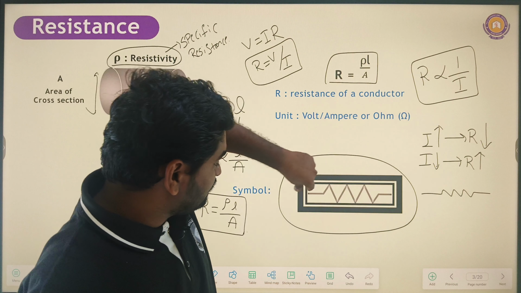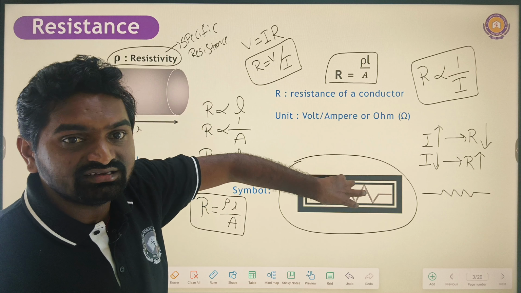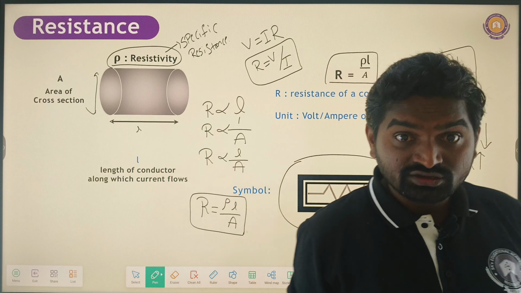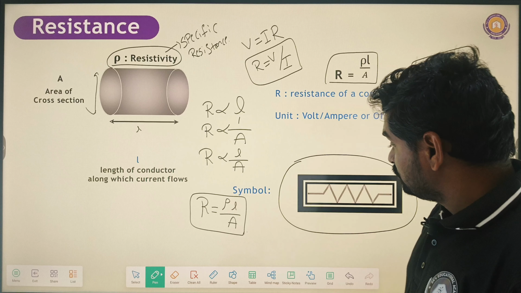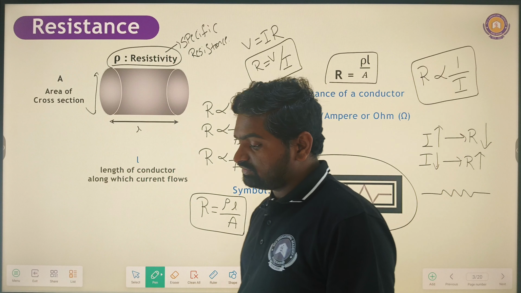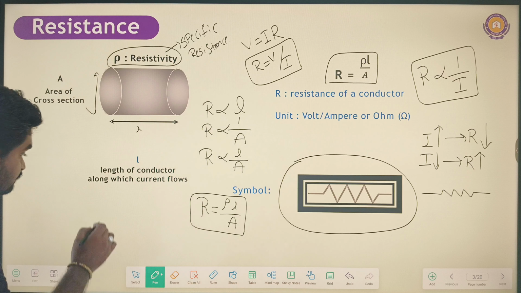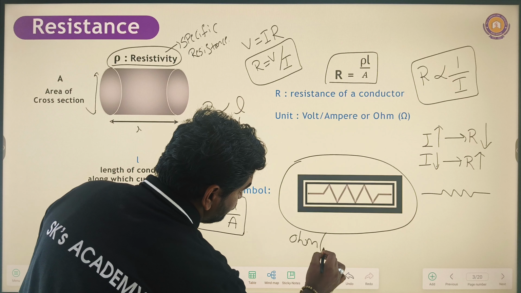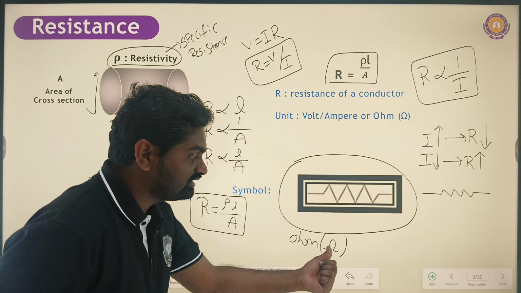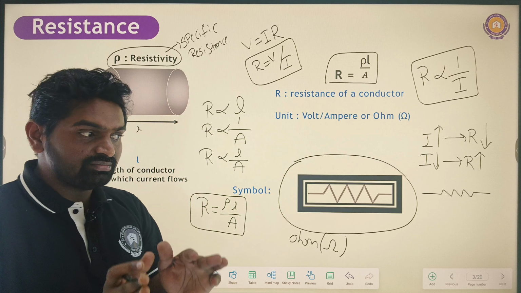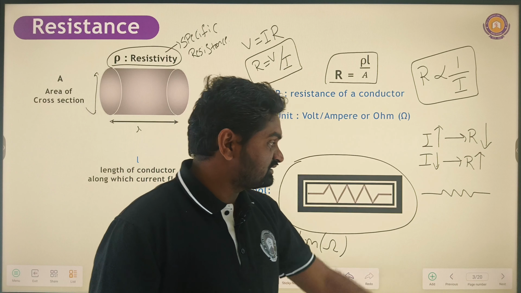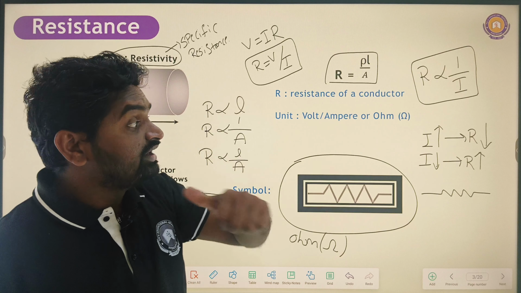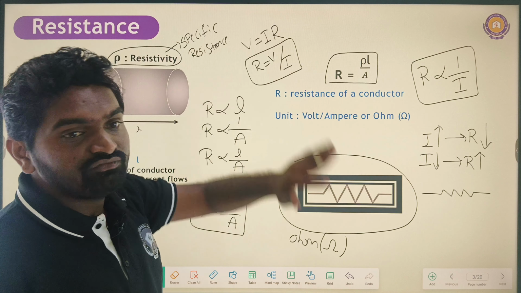The symbol of resistance is this one. What is the unit of resistance? The unit of resistance is ohm, denoted like this. This is the symbol ohm. So this is the basic definition of resistance: symbol, formula R is equal to rho into L by A, and according to Ohm's law, R is equal to V by I.